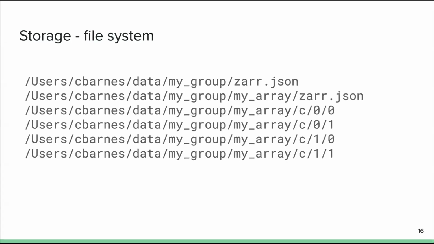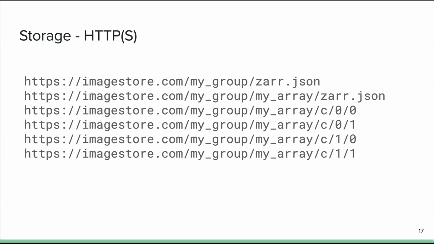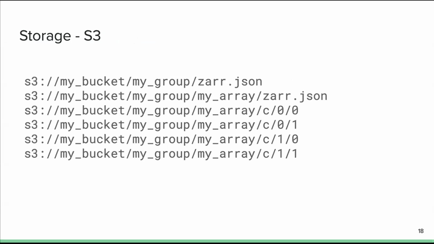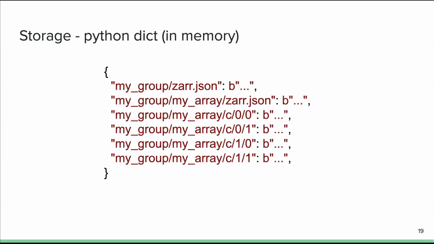And these files can then be stored on a file system locally, but they can also be stored on the web over HTTP, accessed over HTTP. Or they can be on any kind of object storage, so AWS S3, Google Cloud, Microsoft Azure blobs, and so on. Or if you're prototyping things locally, you can just stick them in a Python dictionary, or you can use an SQLite table or Redis or anything else like that.